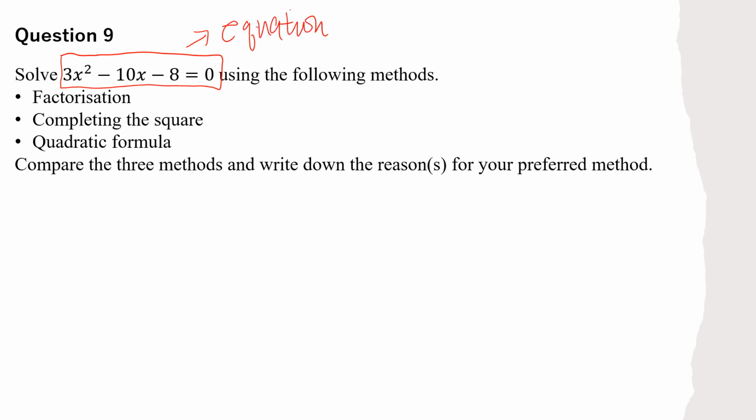And the question requires us to use 3 different methods to solve it. You can solve it using factorization, which is your cross method, or completing the square we have just learned, or the quadratic formula. All right, and from there you're supposed to compare the 3 methods and write down the reason for your preferred method. All right, so let's look at the first method.